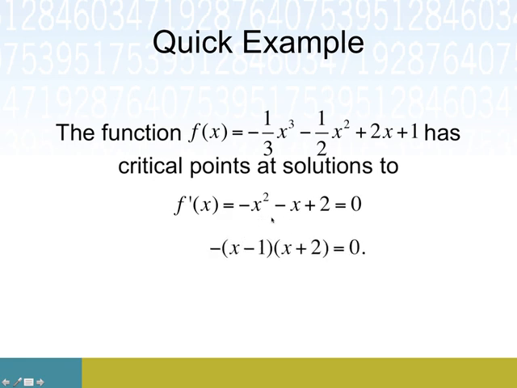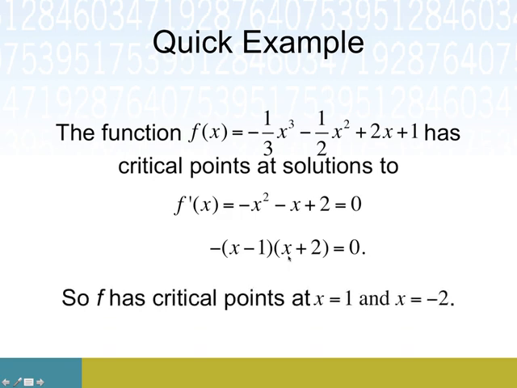So it turns out we can factor this a little bit. It would be just fine to do quadratic formula or something like that as well, but this gives us two solutions, x equals 1 and x equals negative 2. So what we can conclude from that is that f has critical points at x equals 1 and x equals negative 2.